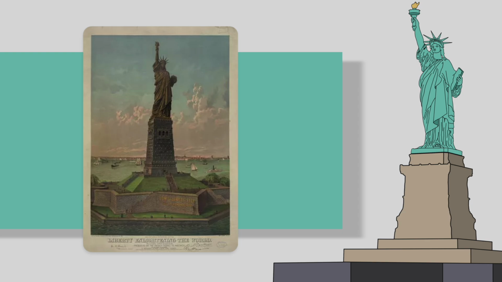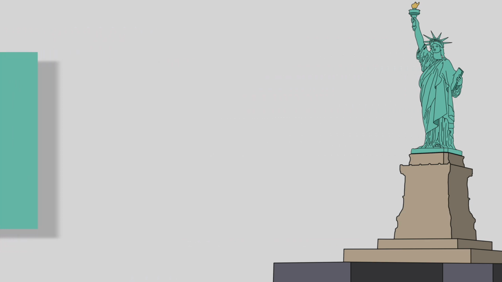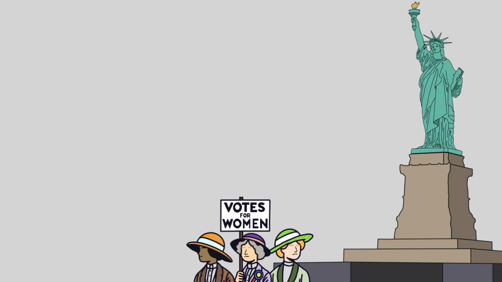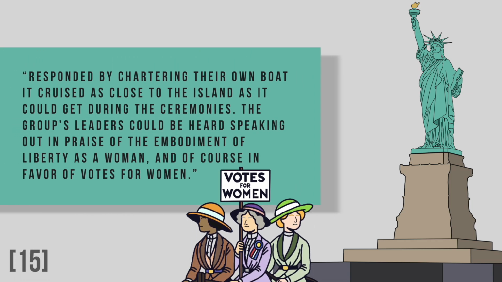Today, that change would take closer to 8 years. The dedication ceremony on October 28, 1886 is marked with one final irony. As the ceremony took place, only 2 women were allowed on the island with Lady Liberty. An irony not missed by the suffragettes at the time, who, not endowed with the same rights to vote as the men on the island, quote, "responded by chartering their own boat.